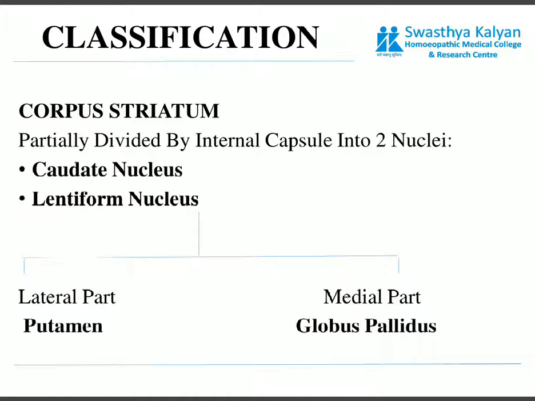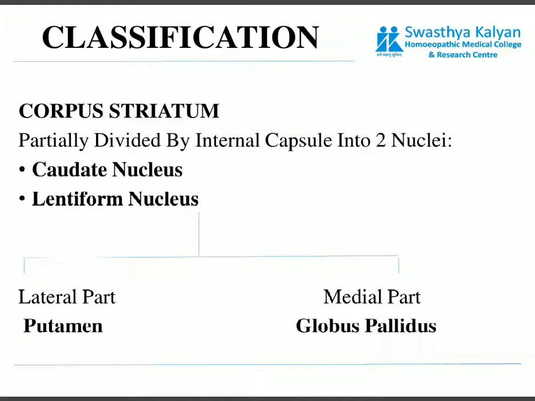The corpus striatum is further partially divided by the internal capsule into two nuclei, that is the caudate nucleus and the lentiform nucleus. And these two, the caudate and lentiform, are connected by bands of gray matter below the anterior limb of the internal capsule. These bands of gray matter give a striped appearance to these nuclei, and that is why it is known as corpus striatum.